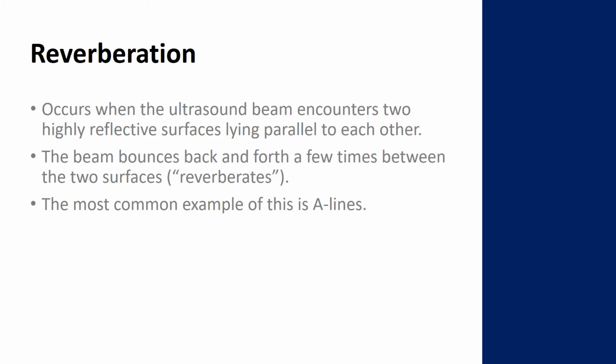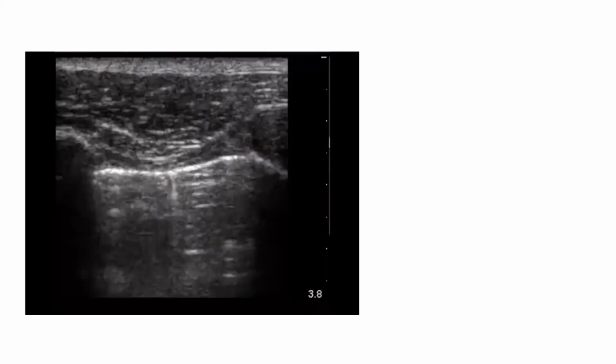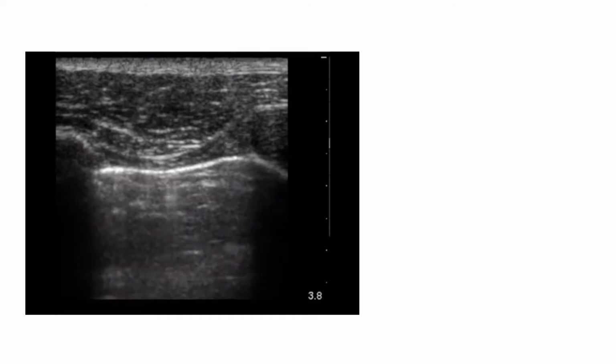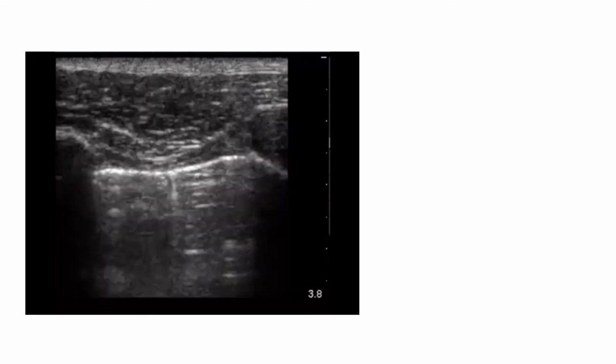The next thing we'll talk about are comet tails, which is a variation on that same thing. Comet tails are just a reverberation artifact that occur when the two surfaces are so close together that you can't see individual A-lines getting produced. So comet tails look like this. In lung ultrasound, a comet tail would be that little flash just coming off of the pleural line there. Usually a little bit easier to appreciate when things are animated and moving, so you can see it kind of swaying back and forth with a bit of lung sliding.